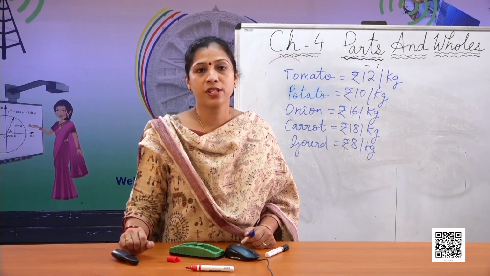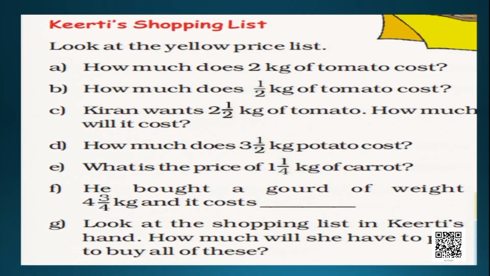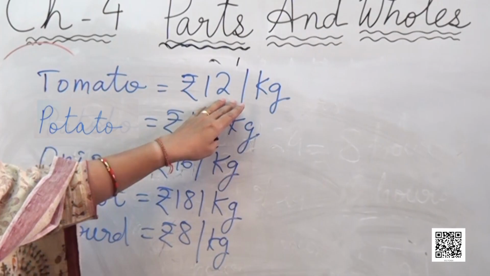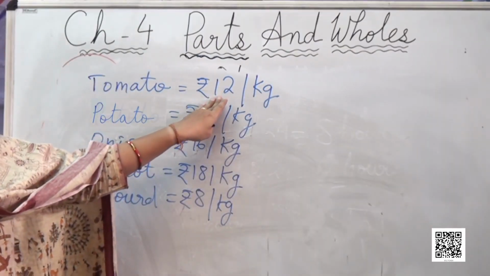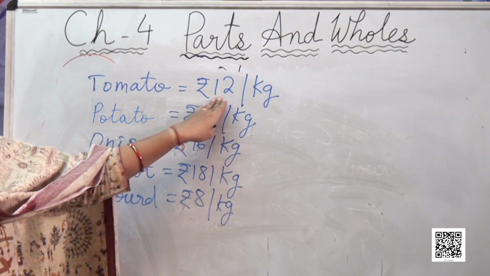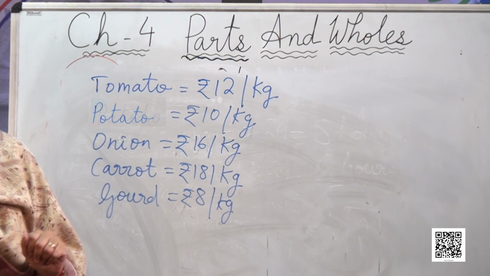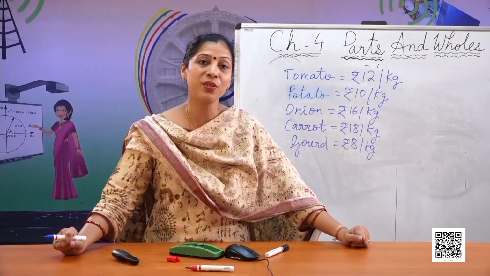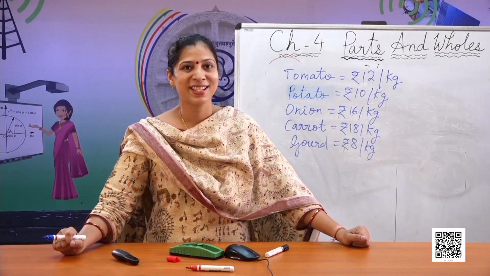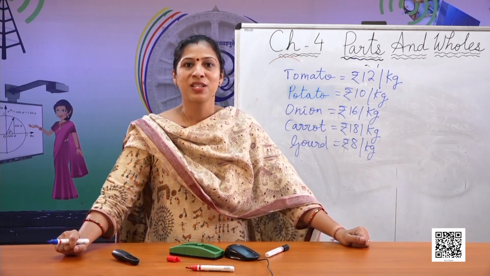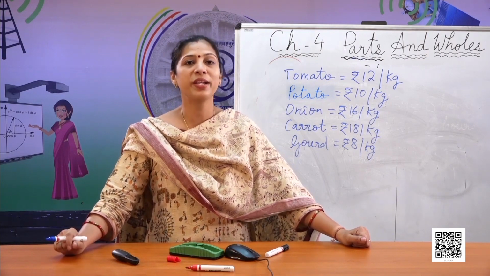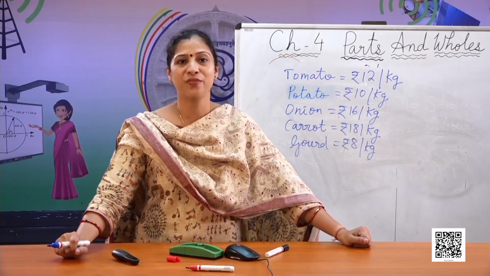So the first question is, how much does 2 kgs of tomato cost? Now the price per 1 kg is 12. So what will be the price of 2 kg? Yes children, you are correct. You have to just multiply 2 into 12. That will be equal to, yes, 24 rupees. So the price of 2 kgs of tomato is 24 rupees.